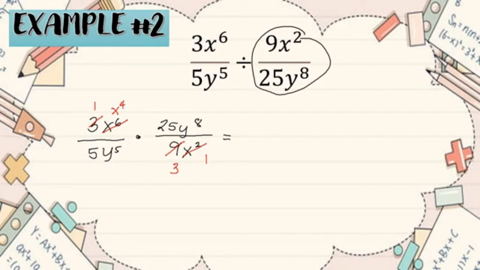How about 5 and 25? What is their GCF? Their GCF is 5, so we could say 5 divided by 5 is 1. 25 divided by 5 is 5. How about its variable? So y to the 5th and y to the 8th, we could cancel that out. And here, there's y cubed. So if we're going to simplify that one, it will become 5x to the 4th y cubed over 3. And that is now our final answer.